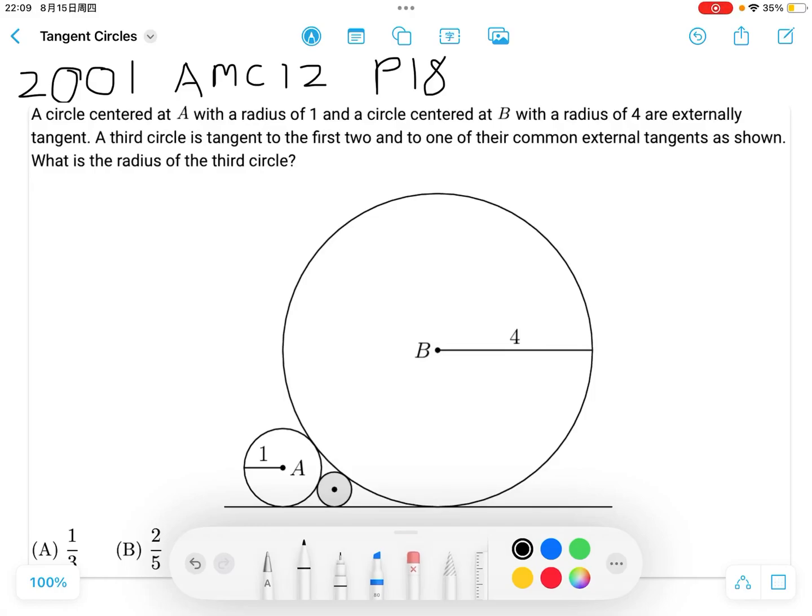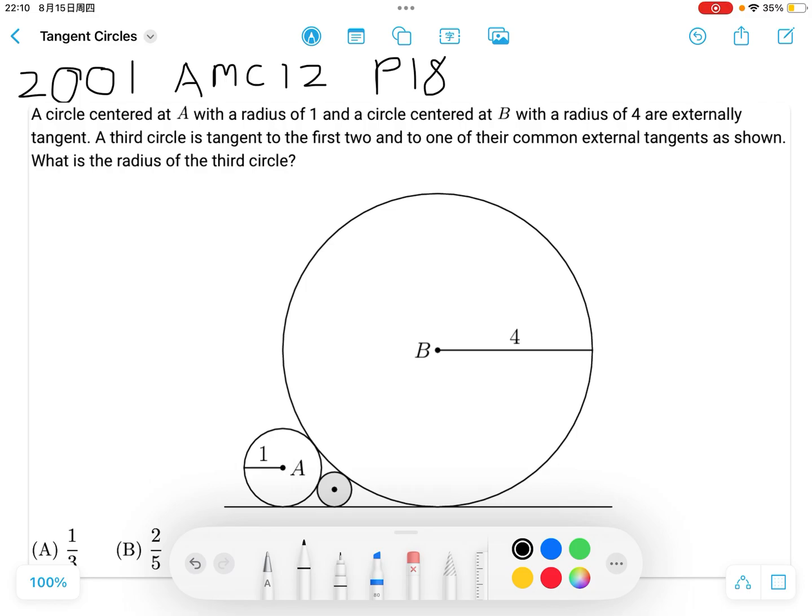Let's talk about this problem over here. It's 2001 AMC 12, problem 18. A circle centered at A with a radius of 1 and a circle centered at B with a radius of 4 are externally tangent. A third circle is tangent to the first two and to one of their common external tangents as shown. What is the radius of the third circle?